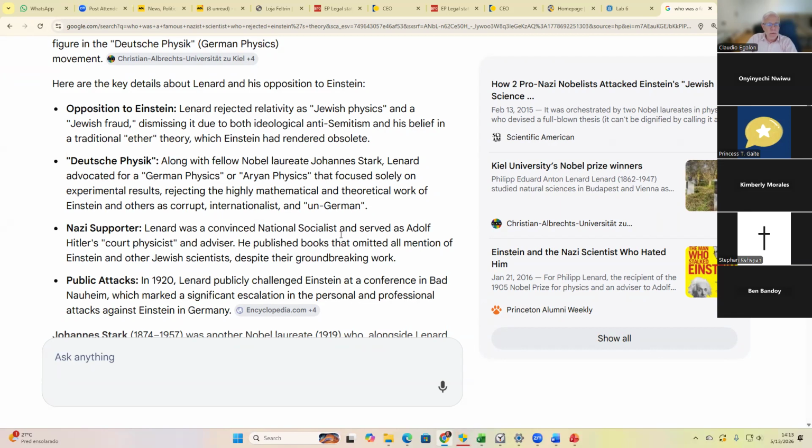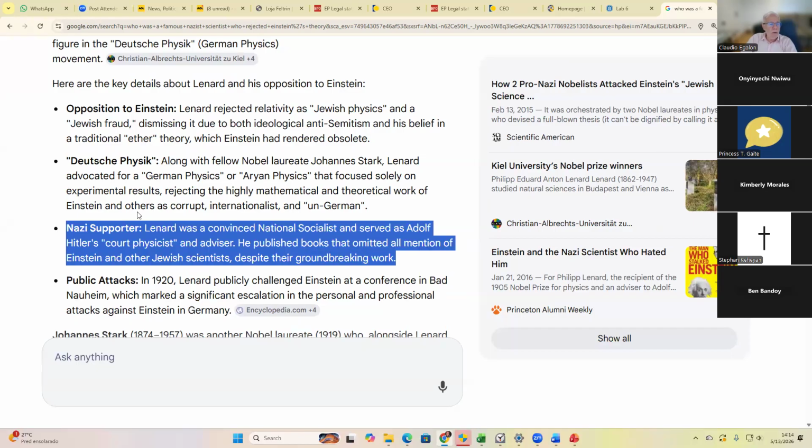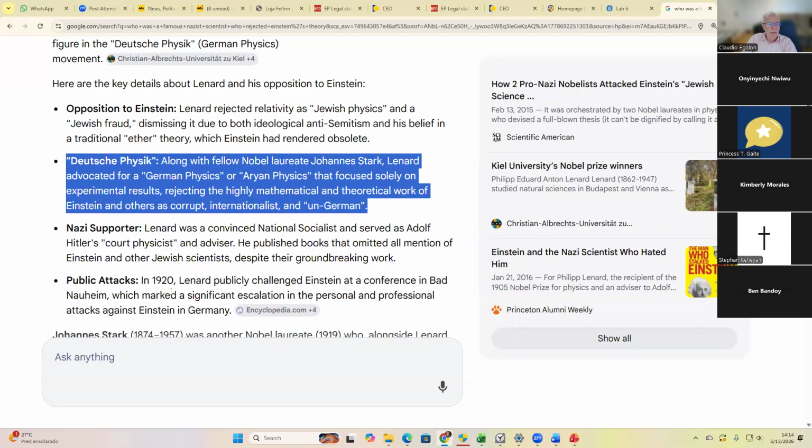Lenard was a convinced National Socialist and served as Adolf Hitler's court physicist and advisor. He published books that omitted all mention of Einstein and other Jewish scientists, despite their groundbreaking work.